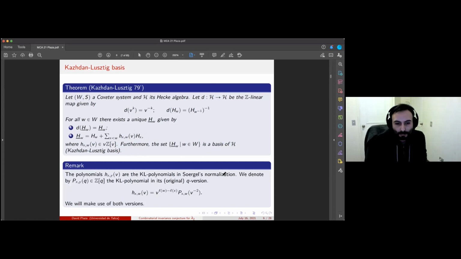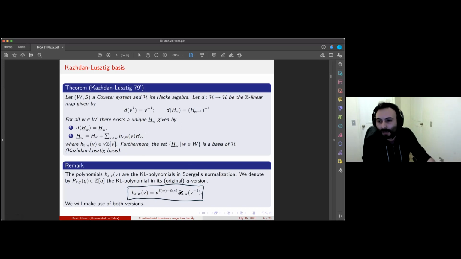And the original Kazhdan-Lusztig polynomial P_xy, as defined by Kazhdan and Lusztig, is slightly different, but the H version of these polynomials and the P version of this polynomial are related by this equality. So we can pass from one version to another very easily. And we will make use of both versions during this talk.